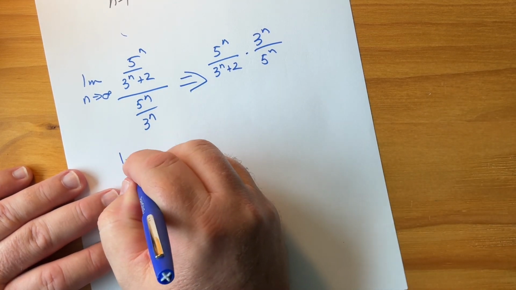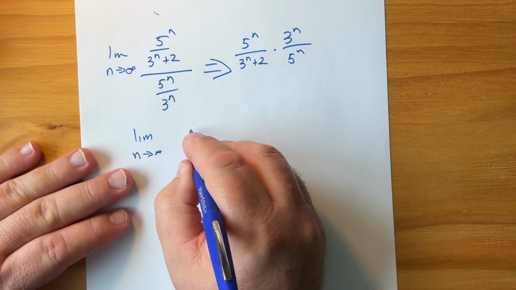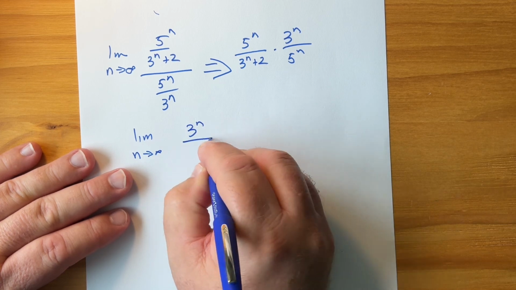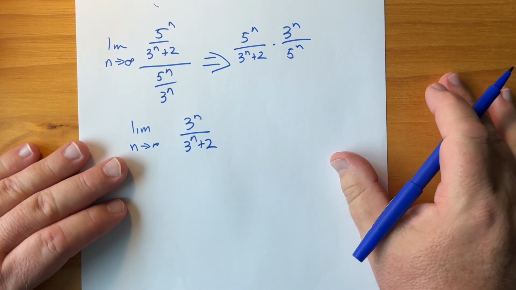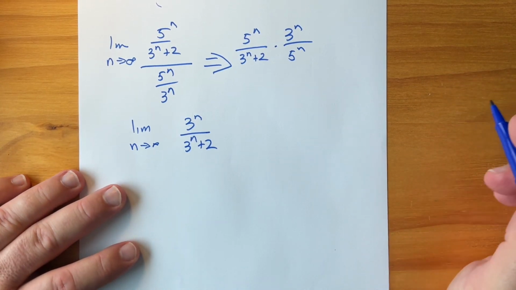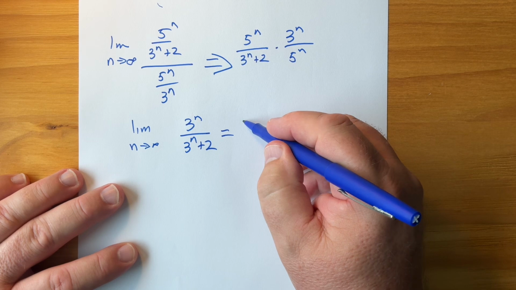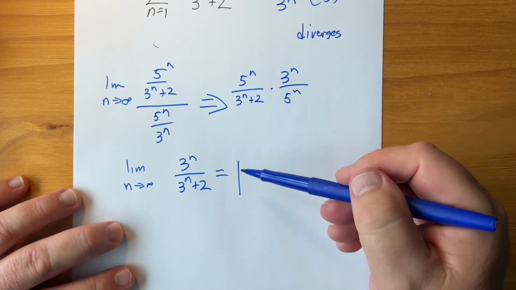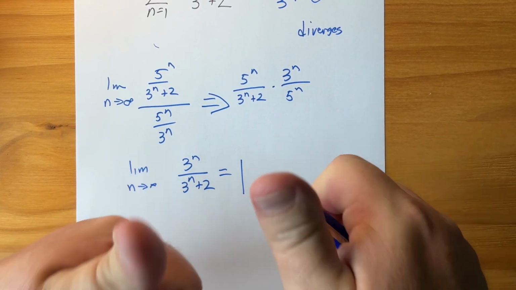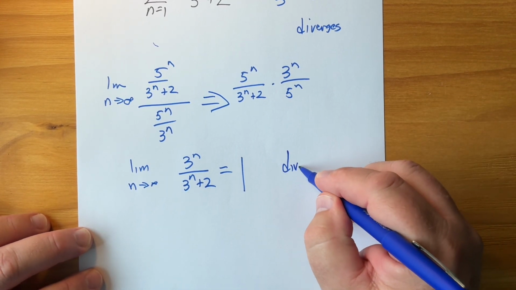And so I have the limit as n goes to infinity of 3 to the n over 3 to the n plus 2. And then I think you can see that as n gets incredibly large, this whole thing is just going to go to 1, right? And so then, since it's a number, big giant thumbs up. We love it when it's a number, because that diverges, then this one diverges as well.